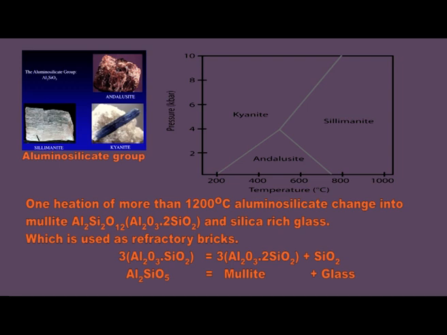On heating to more than 1200 degrees centigrade, aluminosilicate changes into mullite, 3Al2O3·2SiO2, and silica rich glass, which is used as refractory bricks. 3Al2O3·SiO2 gives rise to 3Al2O3·2SiO2 plus SiO2, that is, aluminosilicate gives rise to mullite plus glass.